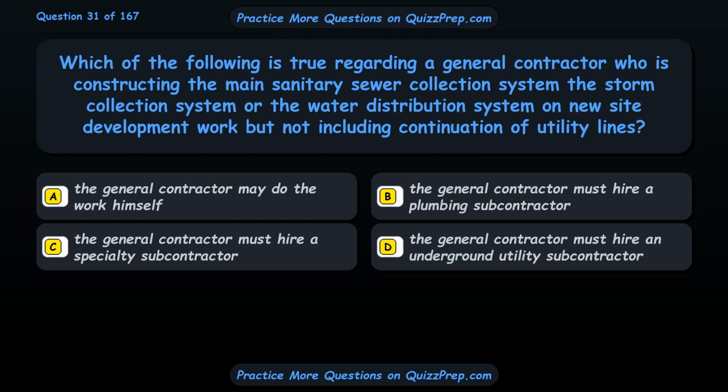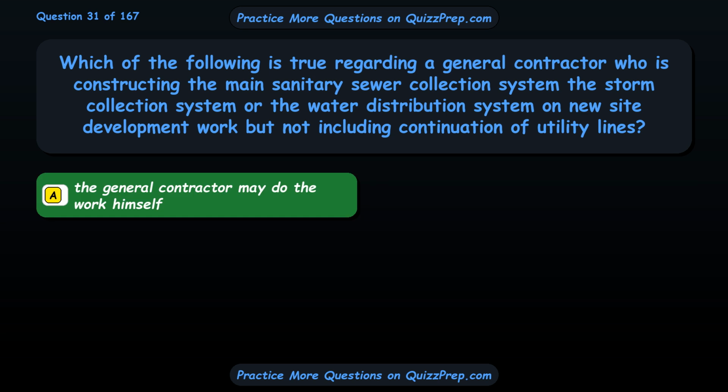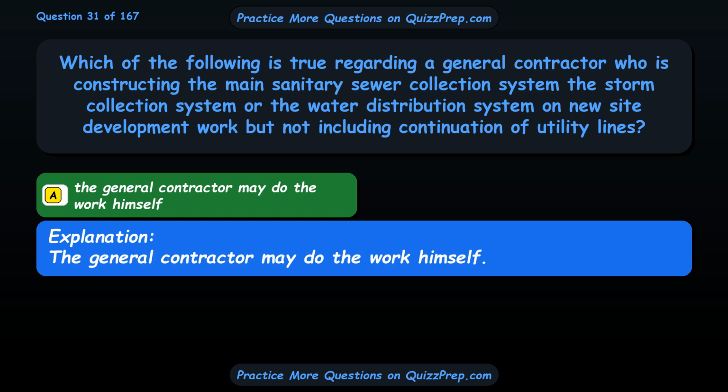Question 31. Which of the following is true regarding a general contractor who is constructing the main sanitary sewer collection system, the storm collection system, or the water distribution system on new site development work but not including continuation of utility lines? Option A, the general contractor may do the work himself. Option B, the general contractor must hire a plumbing subcontractor. Option C, the general contractor must hire a specialty subcontractor. Option D, the general contractor must hire an underground utility subcontractor. The correct answer is option A, the general contractor may do the work himself.